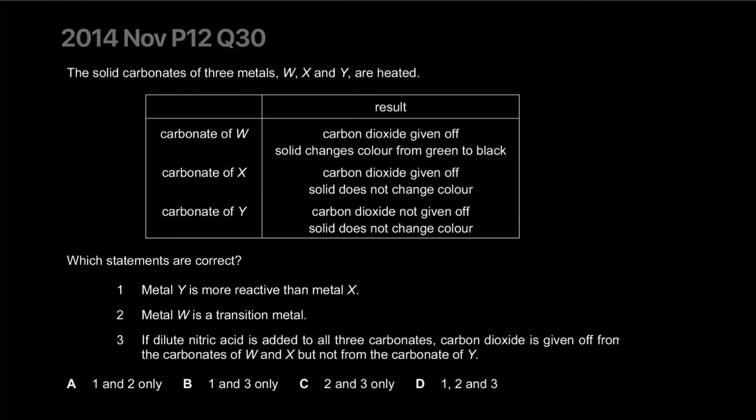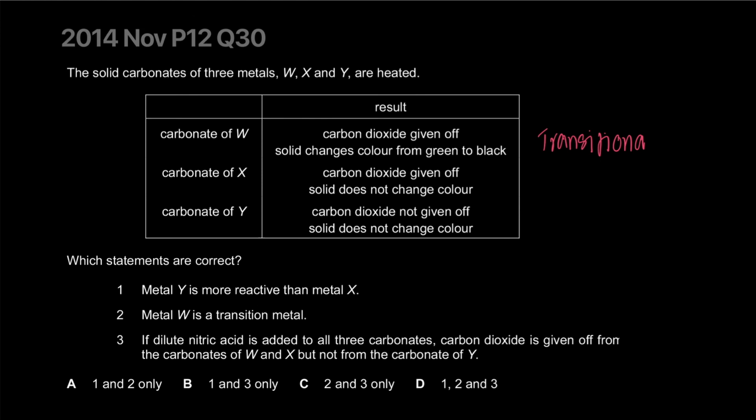The solid carbonates of three metals W, X, and Y are heated. Carbon dioxide is given off, and the solid changes color from green to black. So this is very likely a transition metal. This is transitional, right? Carbonate of X: carbon dioxide is given off, the solid, so this is not a transition element.